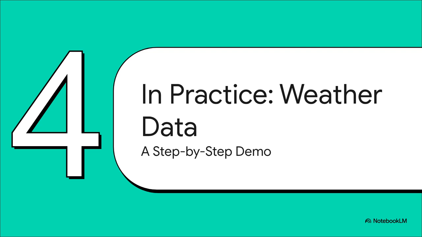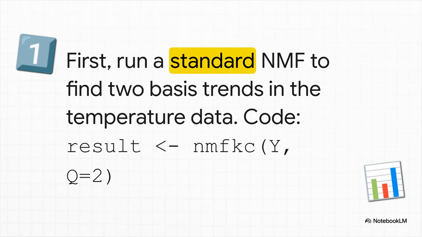Okay, enough theory. Let's see this thing in action. We're going to walk through a really cool example from the source material, where we'll analyze daily average temperatures across 35 different cities in Canada. So step one, let's just do a plain old NMF, no covariates yet. We're going to ask it to find two basic climate trends.